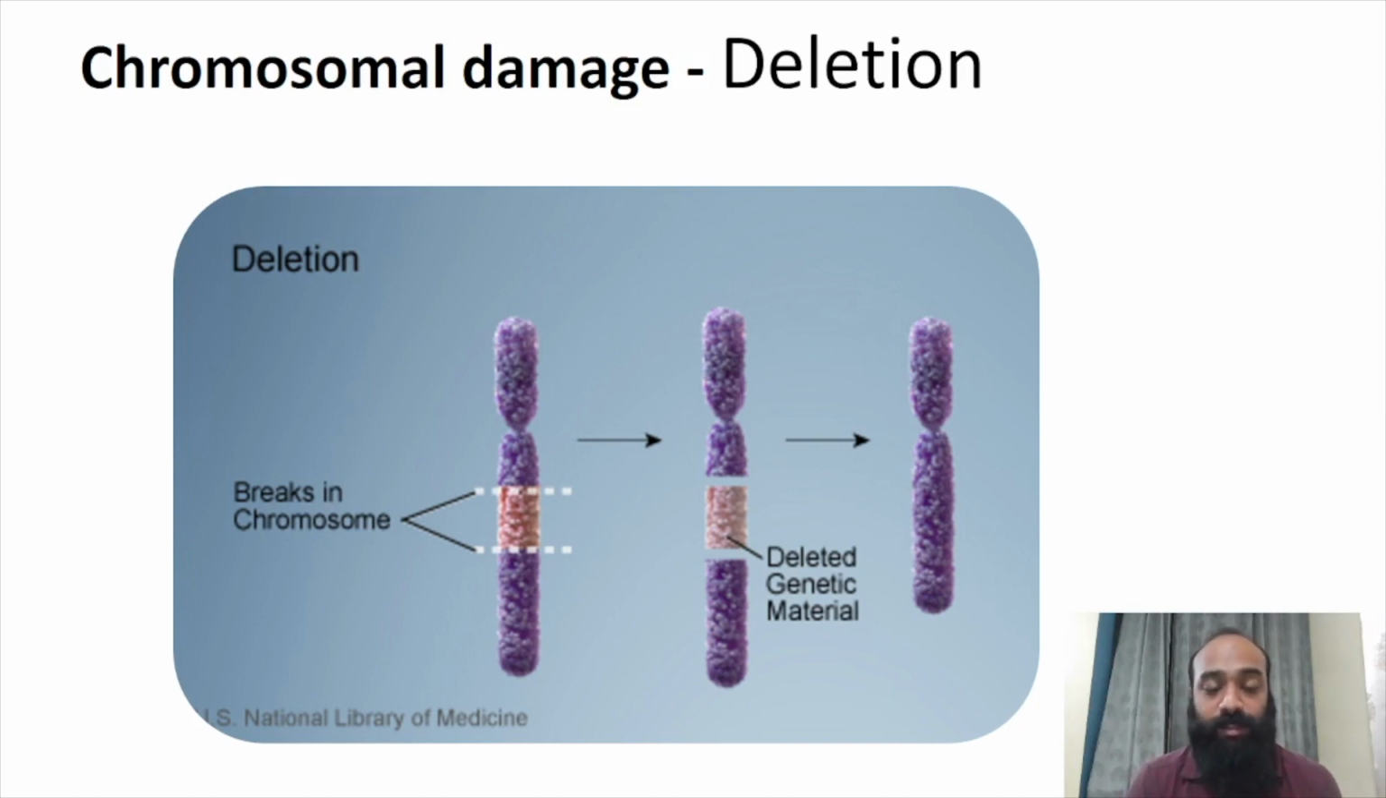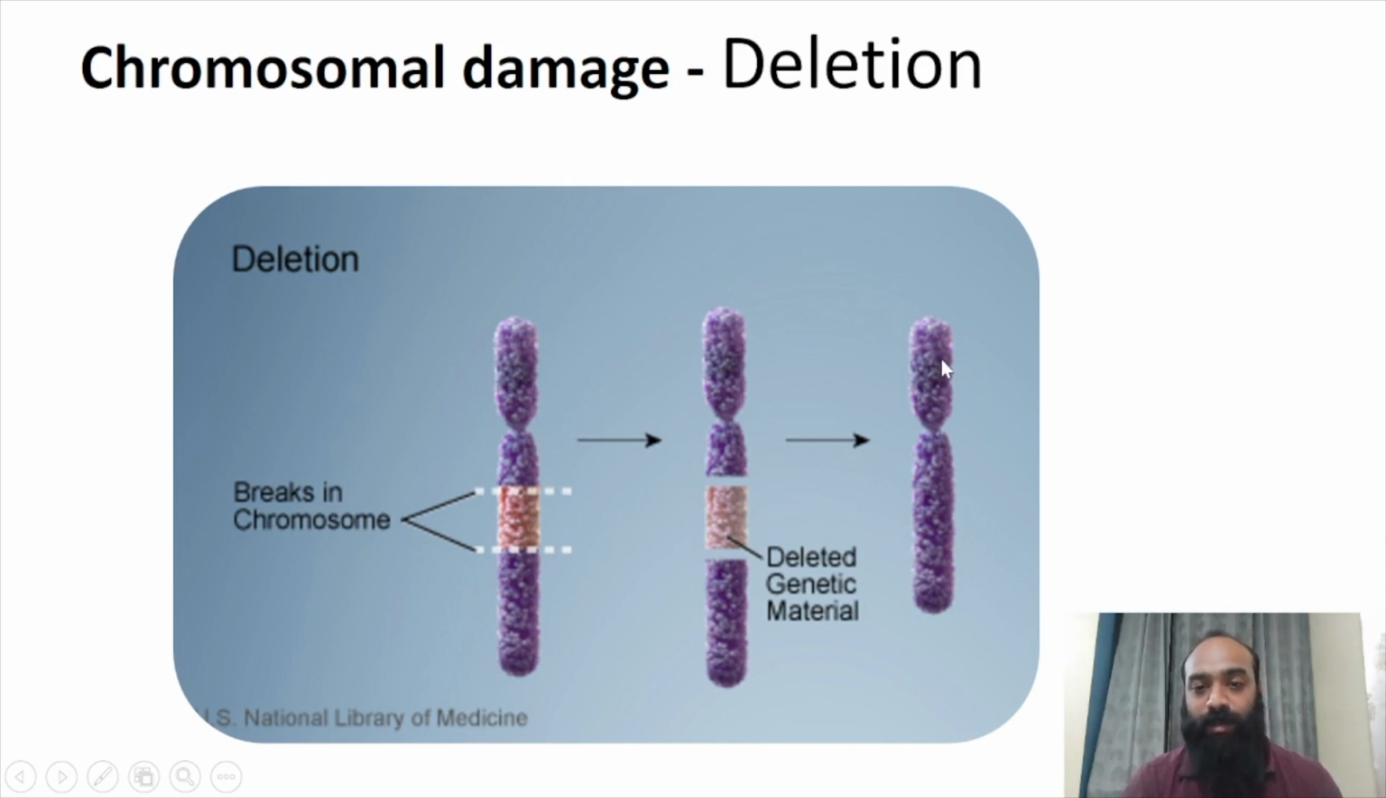Then we can have deletions. Deletions are basically portions of the chromosome which are deleted. A portion of the chromosome gets broken and it gets degraded or deteriorated. We refer to it as deleted. And then whatever remains of the chromosome gets fused back together, and you can see that the chromosome has become a much smaller size now.